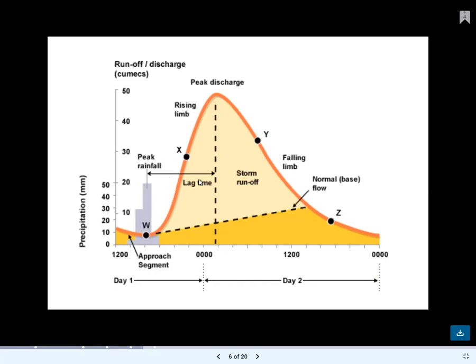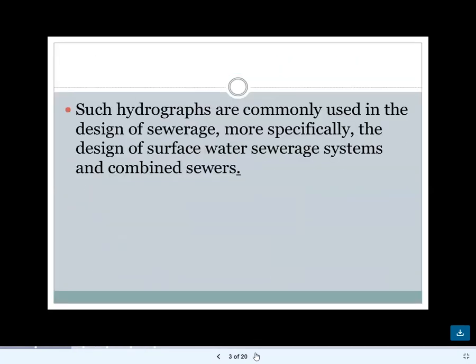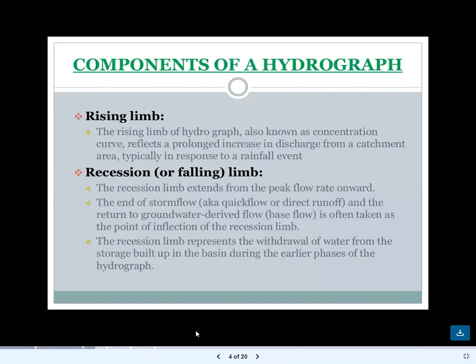Okay, so as you can see in the diagram, W, X, Y, Z, these are the points showing the discharge variation. The approach segment is there, the rising limb is there, the falling limb is there, and from point W to the point Z, this is a normal or base flow shown by the line. Okay, so we have to see what each point is showing.